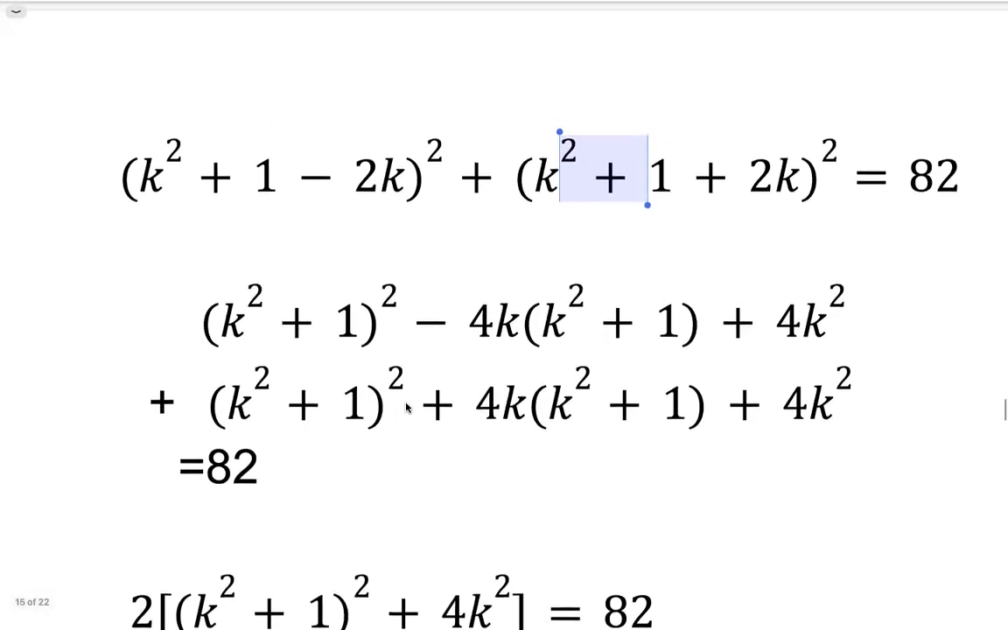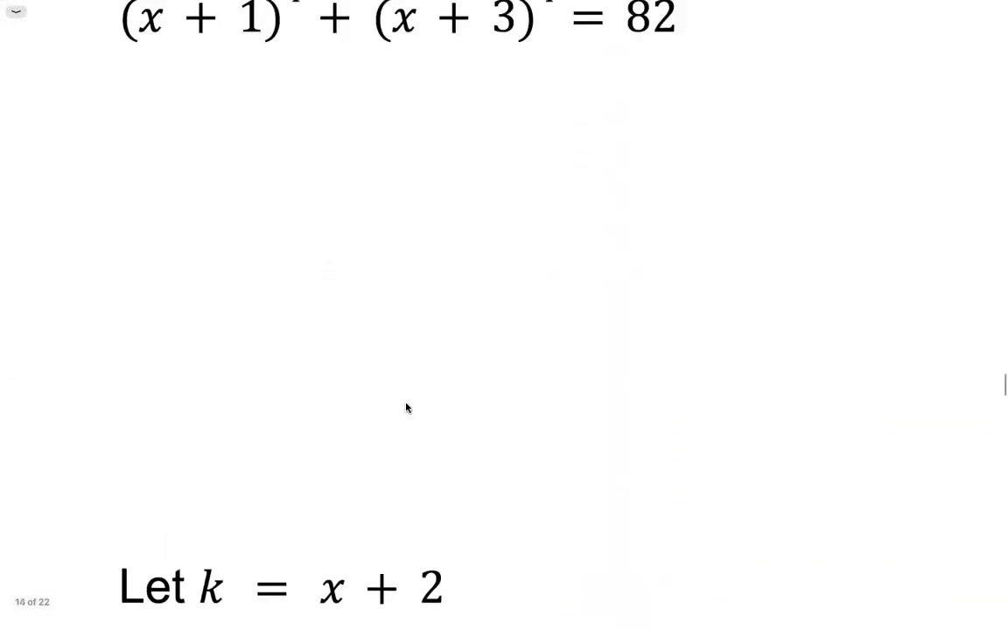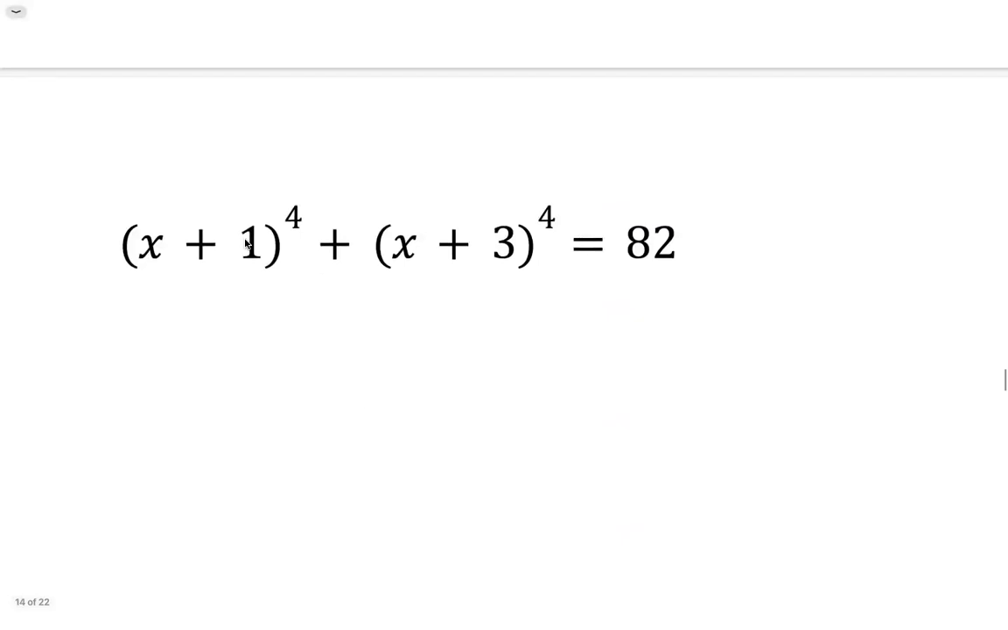So let's go back to the fourth degree polynomial. If x is 0, we have 1 to the fourth, 3 to the fourth. 3 to the fourth is 81, 81 plus 1, yes, 82. Or negative 4: negative 4 minus 1 is negative 3, and negative 3 raised to the fourth is 81. Negative 4 plus 3 is negative 1, and negative 1 raised to the fourth is 1. Add together, we get 82. So two solutions.